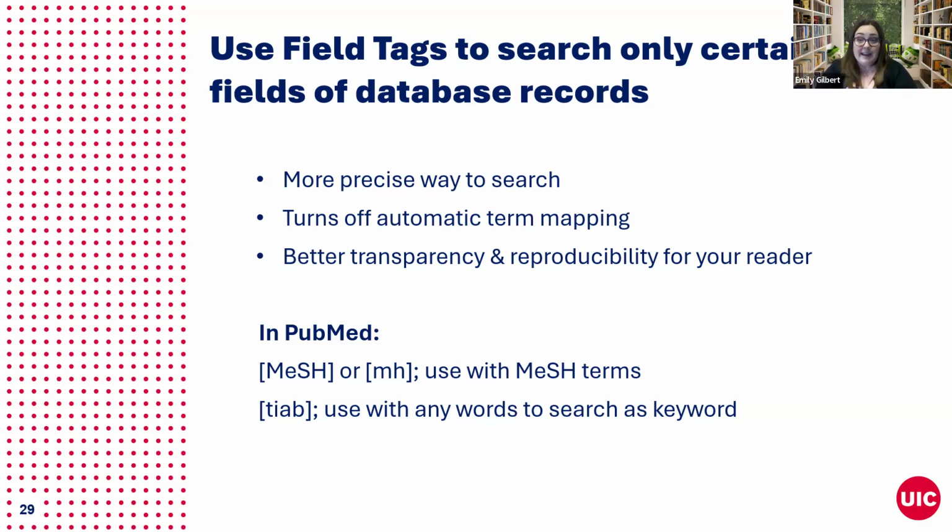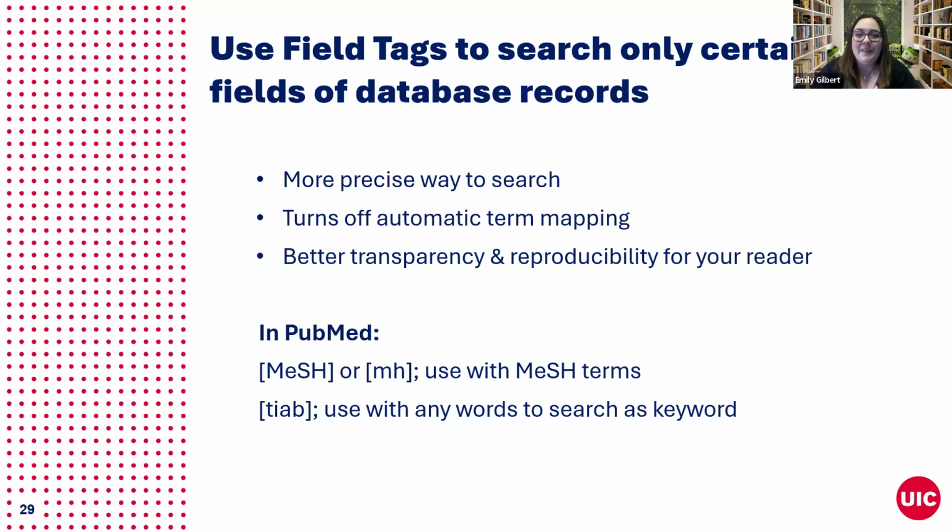This is way more precise. We use that very consistently in systematic review searches. It also turns off this thing PubMed does called automatic term mapping, which is where it tries to be helpful. If you put heart attack into the search bar in PubMed, it's going to automatically bring in the MeSH term for myocardial infarction, which in that case would be helpful, but it can also do some really weird things that may not be intentional for you.